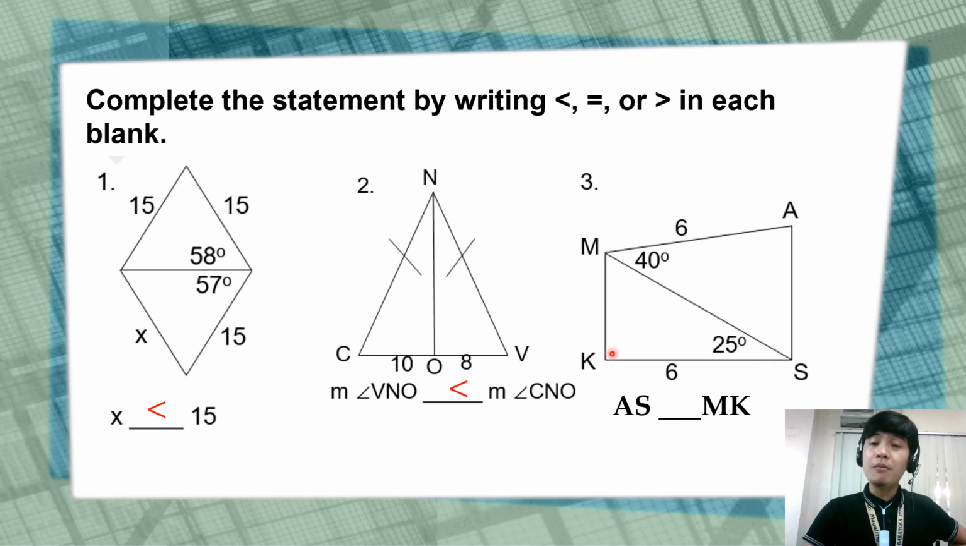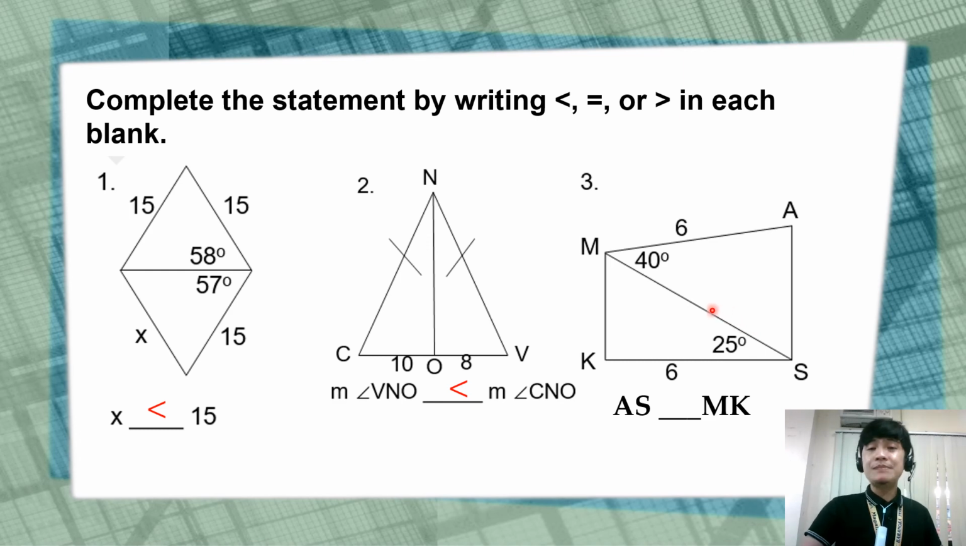Segment MK, the opposite side of this angle is angle MSK. Ulitin ko ha, si segment AS ay opposite side ni angle AMS, which is 40 degrees. Si segment MK ay opposite side ni angle MSK, which is 25 degrees. Kung ikukumpara natin si angle AMS kay angle MSK, angle AMS is much bigger than angle MSK. Okay? Ikumpara mo naman ang 40 degrees kay 25. Therefore, that 40 degrees is much bigger as compared to 25 degrees.